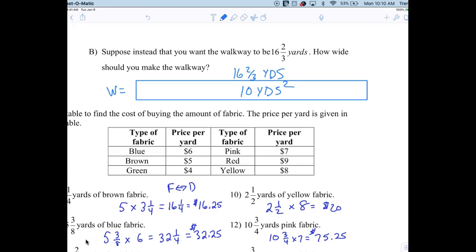What would I do? No, not trial and error. We're smart. We can figure this out. Somebody tell me, what would I do? You do 16 and 2/3 divided by 10. Anybody else? Wait. What are we doing? You guys said it backwards. You agree with him, right?